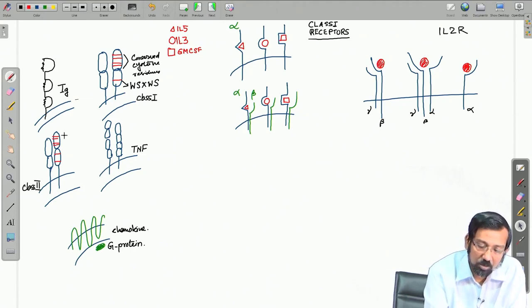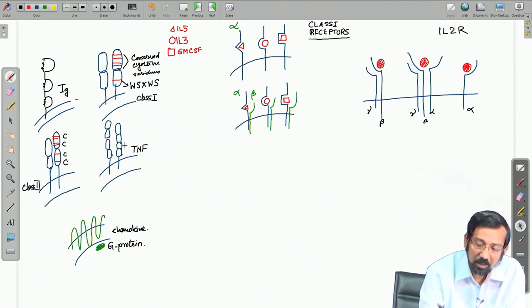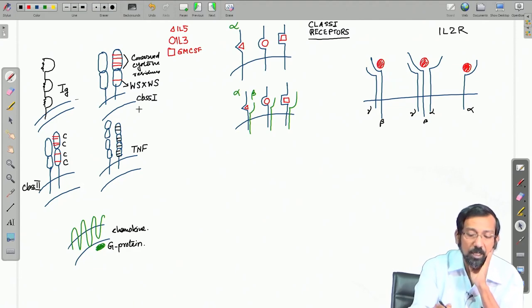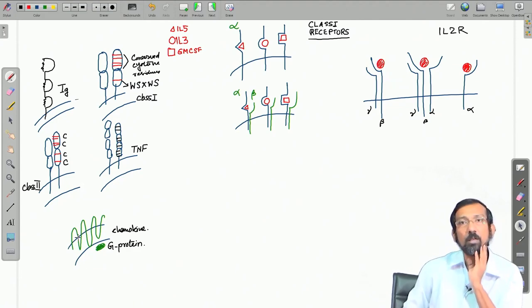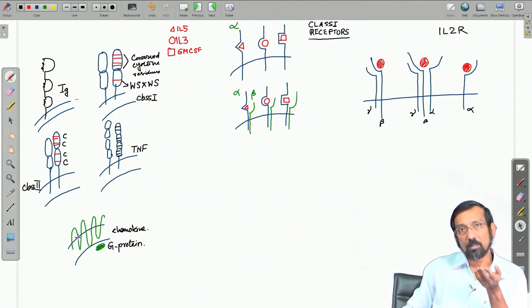And the class 2 receptors also have this kind of conserved cysteine residues, and the TNF family of receptors are also characterized by the presence of a lot of these conserved cysteine residues. So, this is the broad classification of the different types of cytokine receptors to which the cytokines can bind.